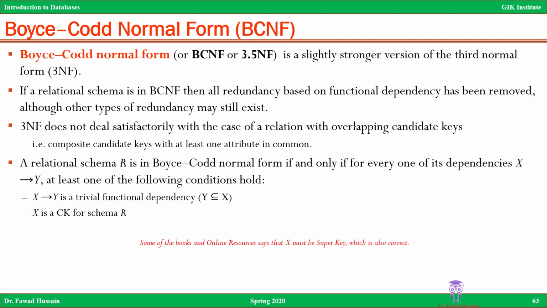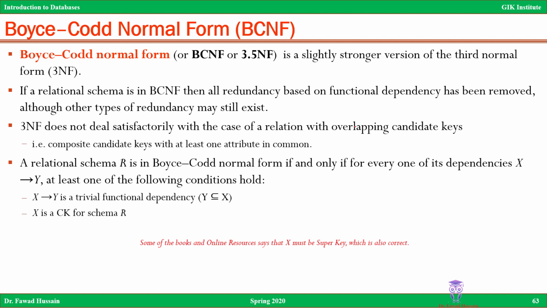So with this knowledge, let's move on to the problems we can face and how to deal with them, and which normal form it is. The first one that comes to mind is the Boyce-Codd normal form. It's also sometimes called 3.5 NF because it's very close to 3NF with just one stricter constraint, and it's a slightly stronger version of the third normal form. If a relational schema is in the Boyce-Codd normal form, then all redundancy based on functional dependency has been removed.